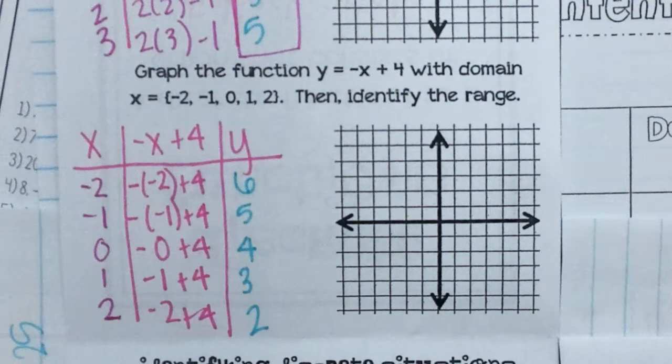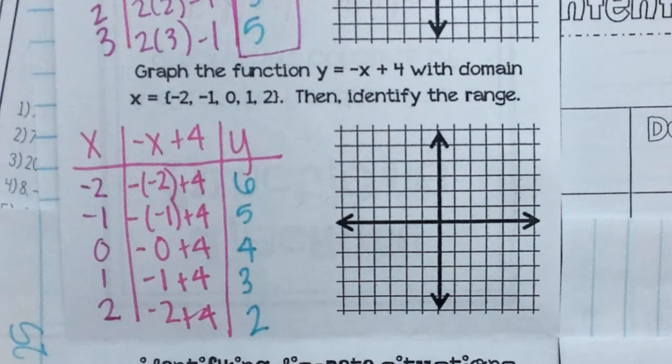So the reason it's 6 is because it's a negative 2, which is a positive 2, and 2 plus 4 is 6. A negative 1 is a positive 1, so 1 plus 4 is 5. 0 is 0, so 0 plus 4 is 4. Negative 1 plus 4 is 3. Negative 2 plus 4 is 2.